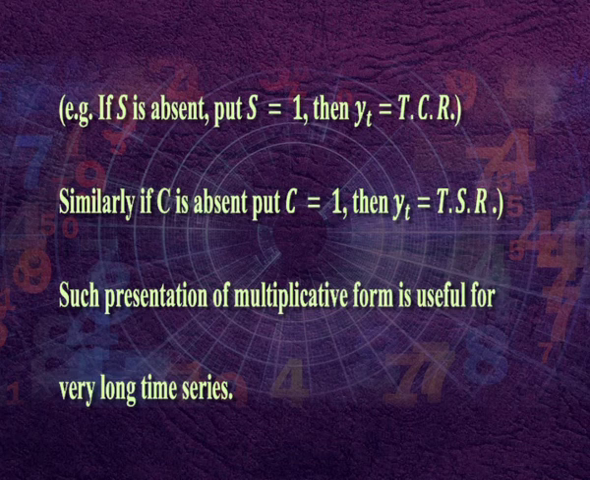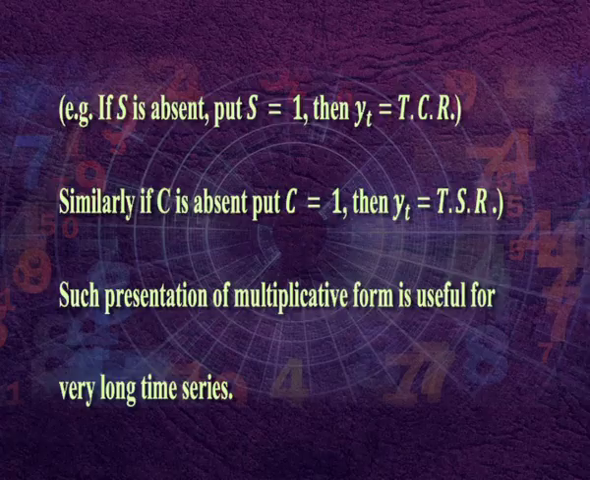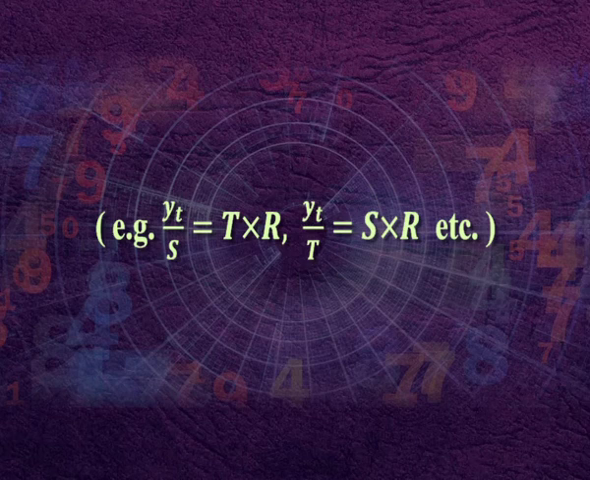Such presentation of multiplicative form is useful for very long time series. Generally, when the variational part in the series is of exponential type, the multiplicative model may be useful. The respective component can be obtained by division rather than subtraction as in the case of the additive model. For example, yt upon s equal to t multiplied by r, yt upon t equal to s multiplied by r, etc. It may be noted that our discussion up till now refers to non-stationary time series models. Now we shall discuss stationary time series and relevant results step by step in brief.